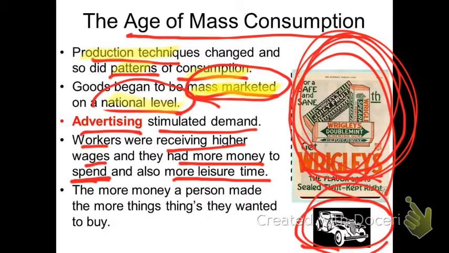They were making more in wages, more money than ever before. They had more money to spend and more leisure time because they're making more money per hour. They're working fewer hours. They got more free time. They got more money in their pocket, and they're looking at how to spend it. The more money a person made, the more things they wanted to buy. It makes sense. We're like that today.